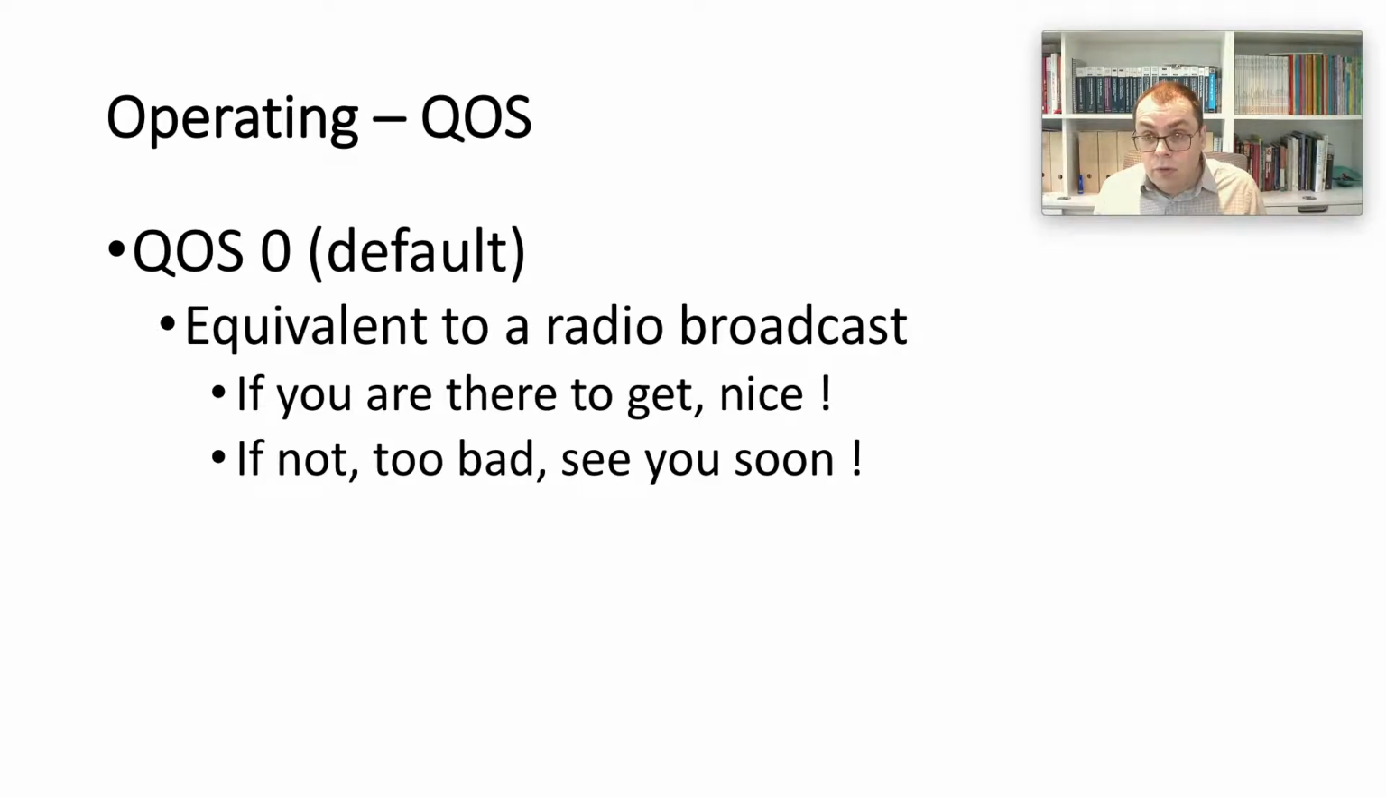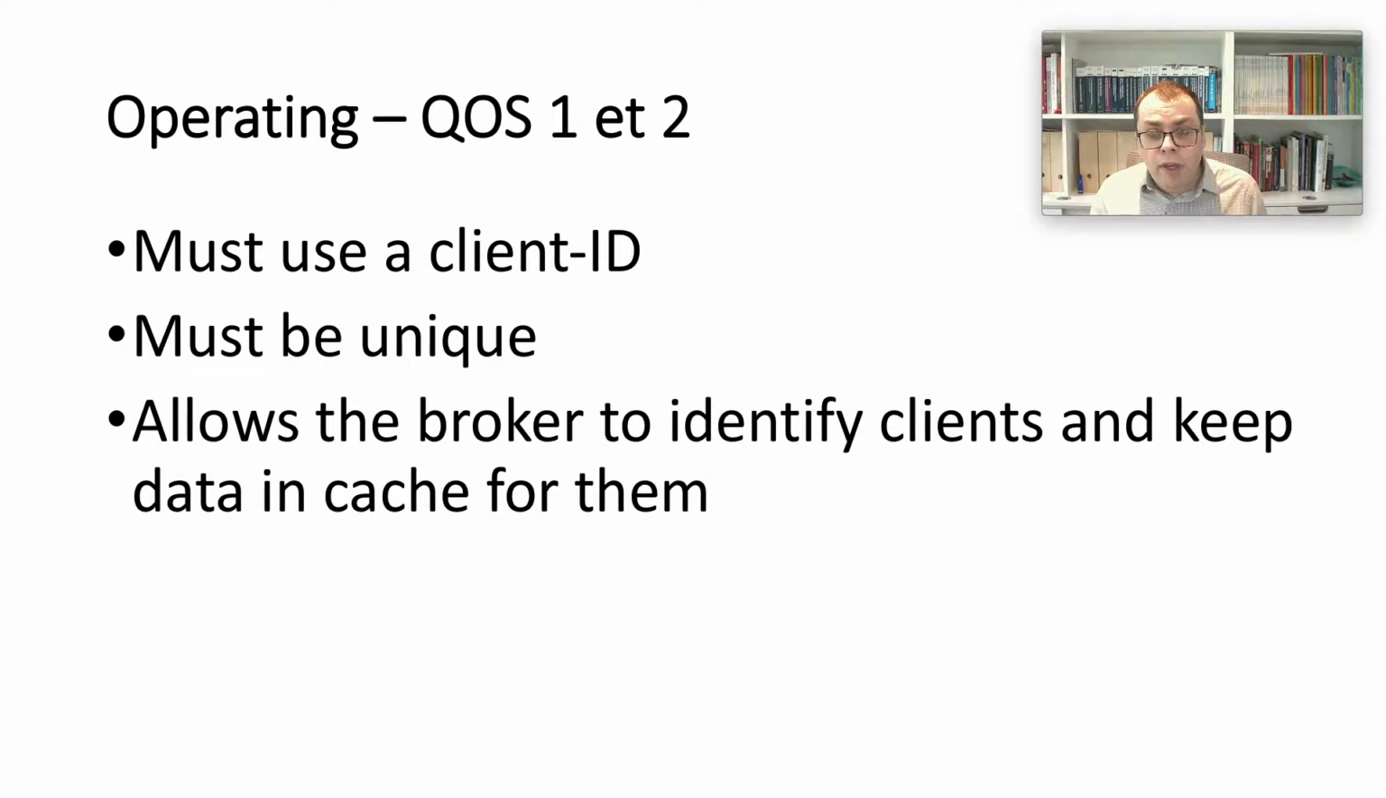But if I do, I need to use some other mechanism, because then I might have some network problem, or I was disconnected for whatever reason. So we have actually a mechanism. This is QoS 1 and 2, and I'm going to talk about the nuance between the two. But first of all, how does it work? We must use a client ID. A client ID is a unique identifier that allows the broker to identify the client and to keep data in cache for them. So this is the way it works.